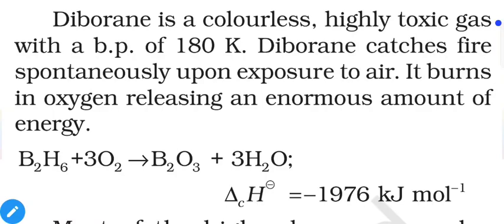Now this compound is highly toxic and its boiling point is very low, 180 Kelvin, so it will be present in the form of a gas. It catches fire spontaneously, and upon exposure to air it releases a comparatively high amount of energy. As mentioned here, B2H6 with oxygen produces B2O3, that means oxide, and it releases 1976 kilojoules of energy per mole. This amount of energy is very high.